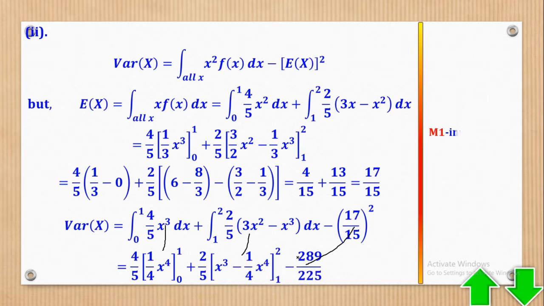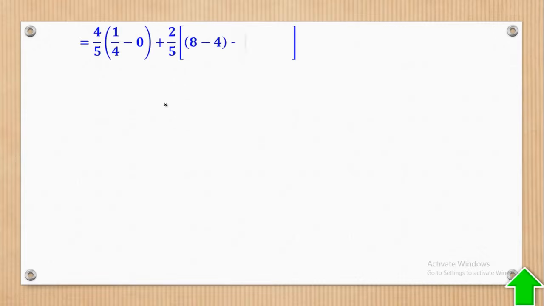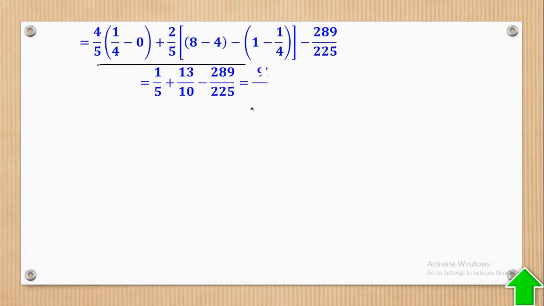If we go to the next slide, let's see how marks can be awarded. M1 for integration and substitution, M1 for value of E(x), M1 for definition and integration. The next will be substituting limits, and when I simplify, I'll come up with 97 over 450 as the variance.